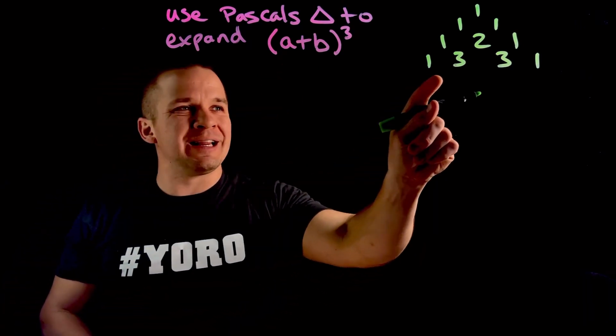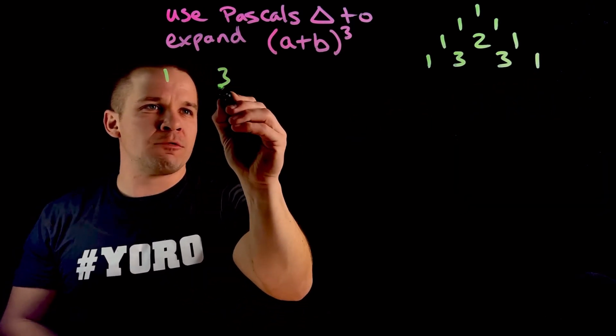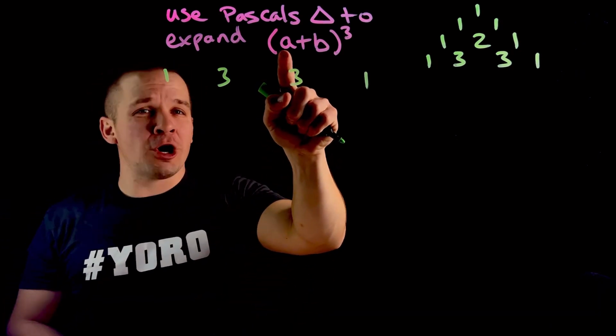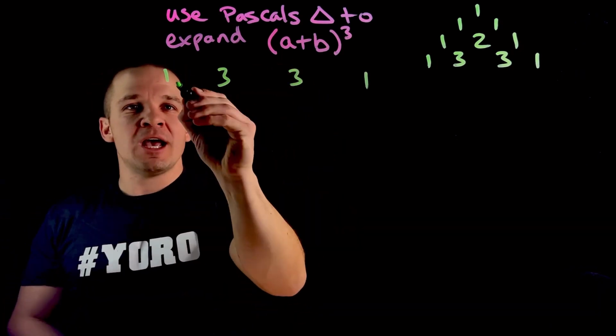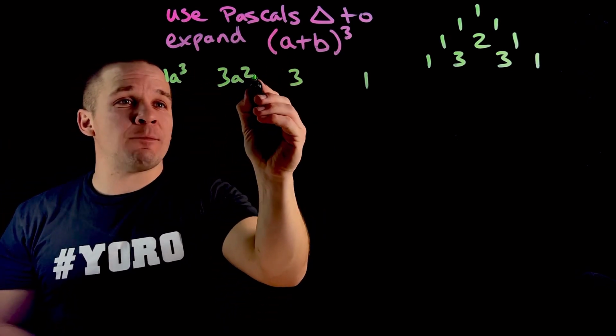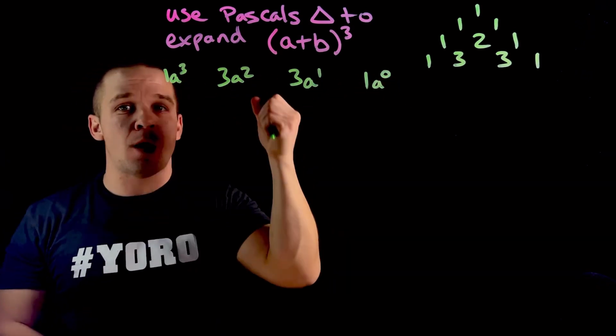So what I'm going to do is lay out the 1, 3, 3, and 1, and leave some space. Then I'm going to work with my first term of this binomial, that a right there. It starts as a cubed right up top. Then I got a to the second. I'm going to work my way down. Then a to the first, then a to the 0. 3, 2, 1, 0.